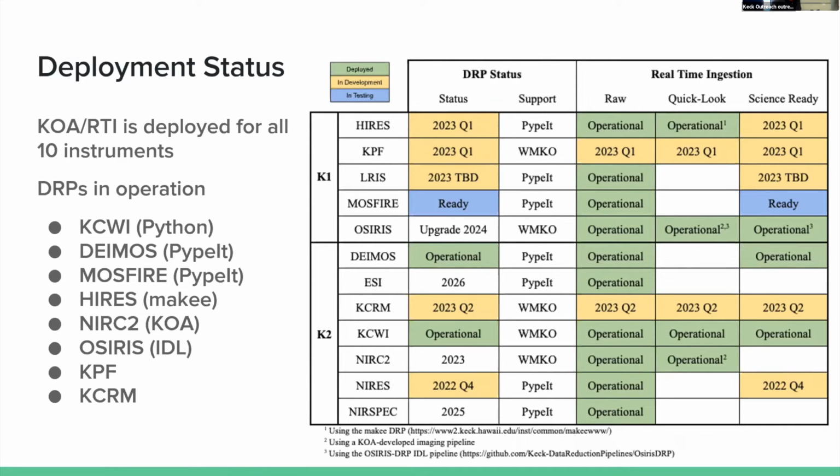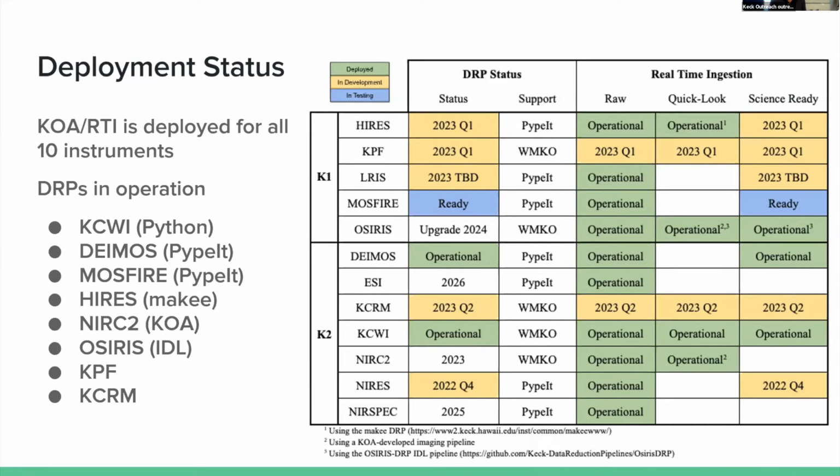As for DRPs, KCWI was our first DRP that was fully deployed at Keck. It includes quick look data and science ready data. Our first PypeIt instrument was DEIMOS, and that has science ready data. The quick look GUI is still coming. Happy to report that MOSFIRE, the second PypeIt instrument, is just about ready for deployment. It has been installed at Keck. It's been tested. It's been verified. It's been integrated with RTI. And so we just need to schedule a release for that.